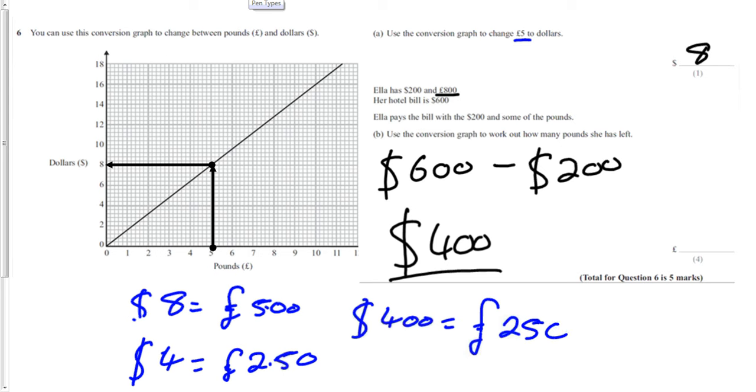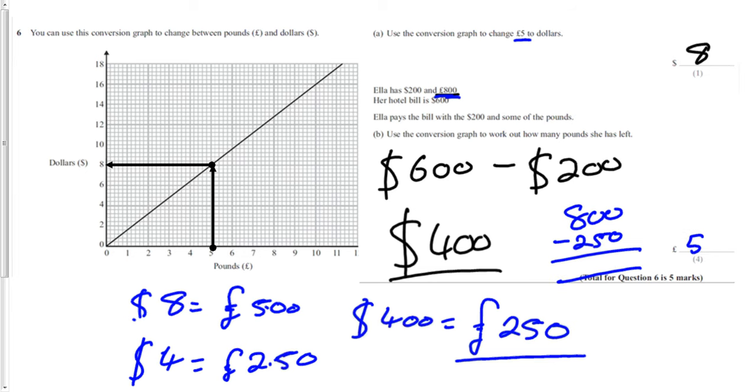£250. Now, Ella had £800 in her pocket. Now she's got to pay $400, which is the same as £250. So if she's got 800 and she pays 250, 800 take away 250 leaves us with £550. And that was question 6.